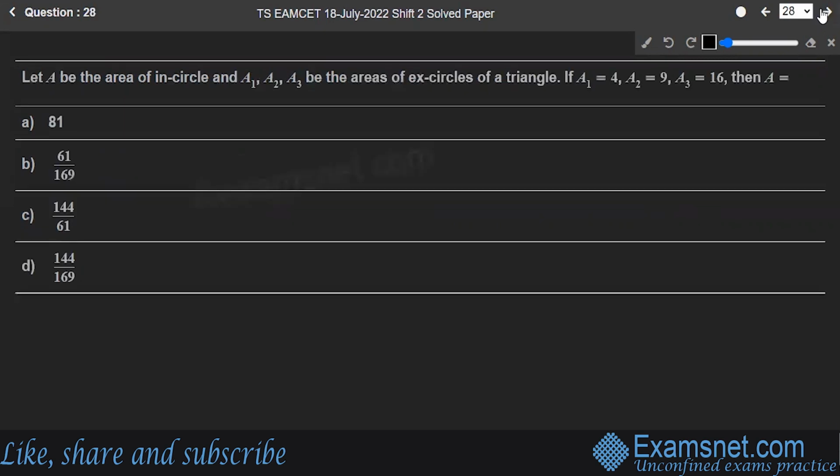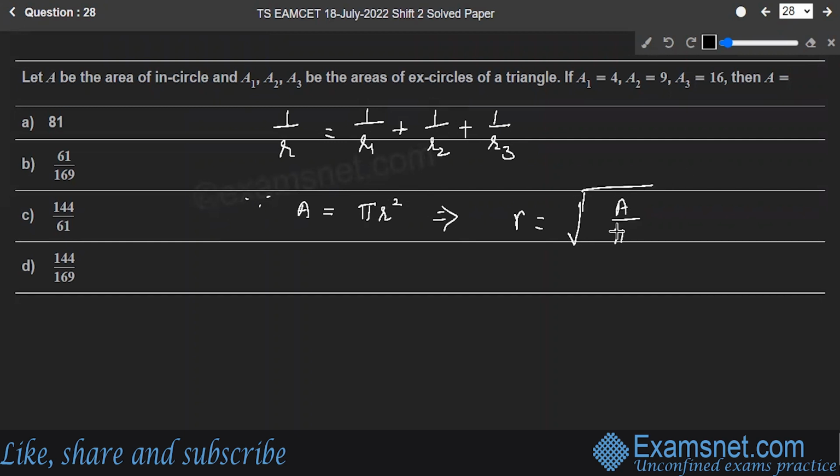Hope you understood. Next is question number 28. Let A be the area of the incircle and A1, A2, A3 be the areas of the excircles of the triangle. If A1 is equal to 4, A2 is equal to 9, A3 is equal to 16, then you have to find out the value of A. All right. So first thing, 1 by R is equal to 1 by R1 plus 1 by R2 plus 1 by R3. Because you know one thing that A is the area, area is equal to pi R square. And from here, R is given by root of A upon pi.